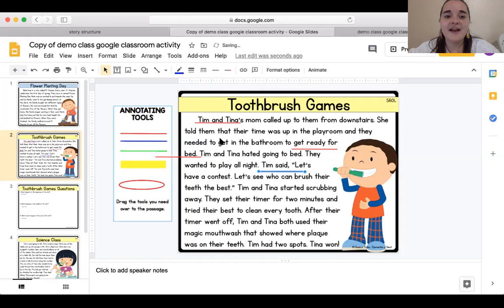They decided to have a contest. So I'm going to underline where it says, Tim said, let's have a contest. And where it says, Tim and Tina, oh, let me get my other tool. Tim and Tina hated going to bed. That's part of our problem. So also in our beginning of our story.